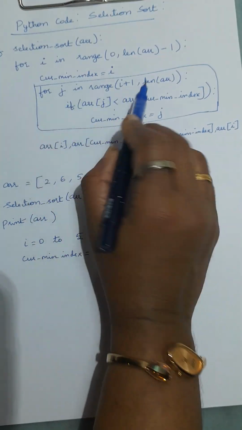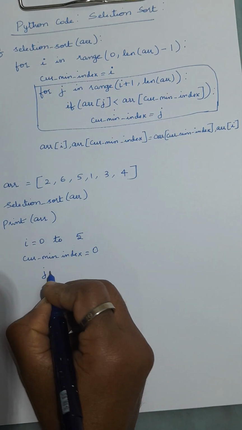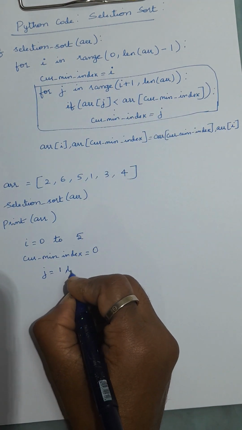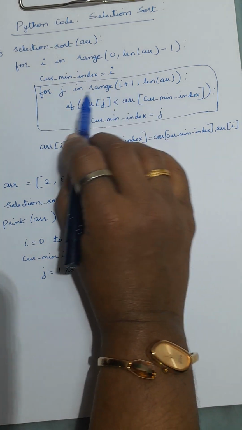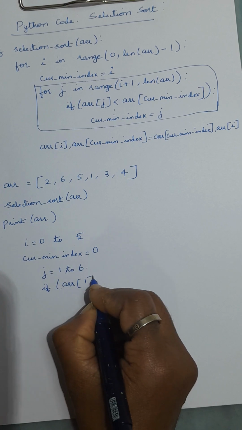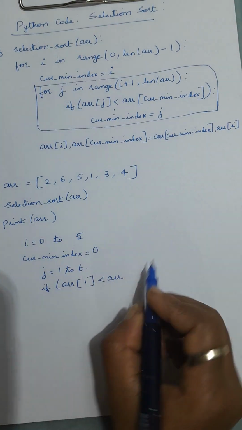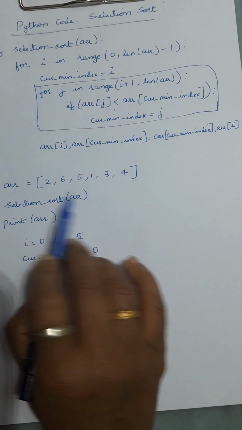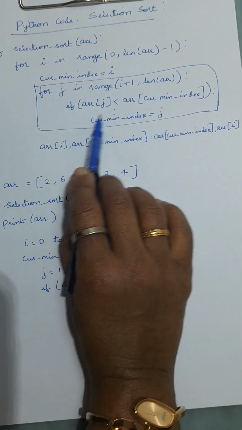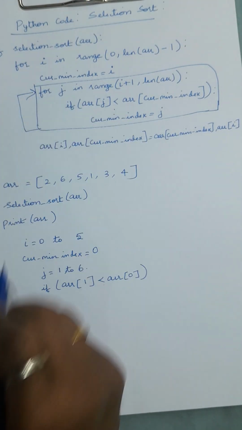For j in range, we are starting from i plus 1. What is the i value? 0. 0 plus 1 is 1. So now j value is equal to 1 to length of array, to 6. Now we come inside. If array of j, j value is 1, is less than array of current minimum index, which is 0, array of 0. So we check 6 is less than 2. No, 6 is not less than 2. So it will not change the current minimum index value. It moves to the second iteration of the innermost for loop.